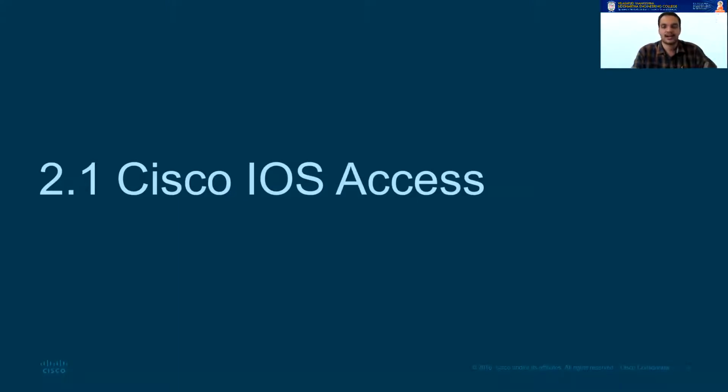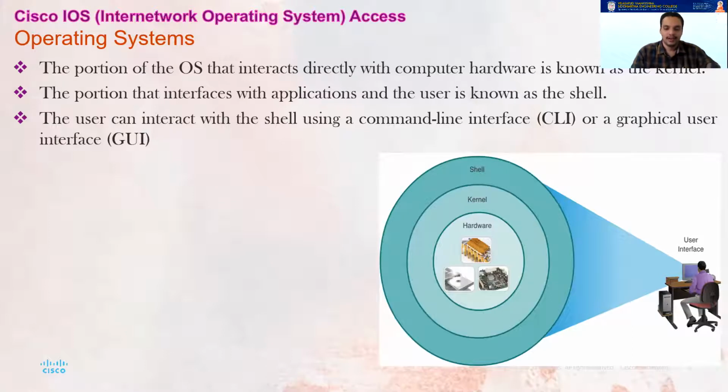So first, let's start with Cisco IOS access. What do you mean by IOS? First and foremost, any end device or host system must have an operating system to work. In this case, Cisco IOS is the operating system that you find in almost all Cisco devices such as switches and routers, irrespective of their size and their activity.